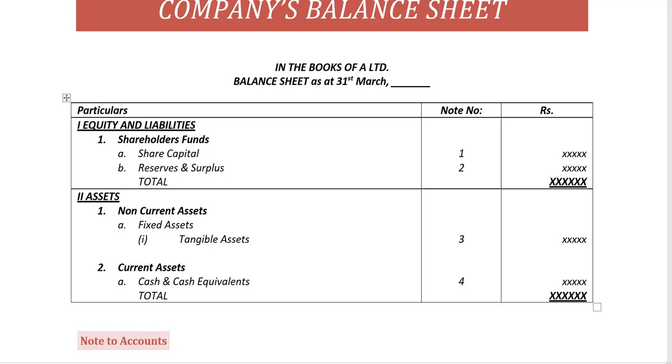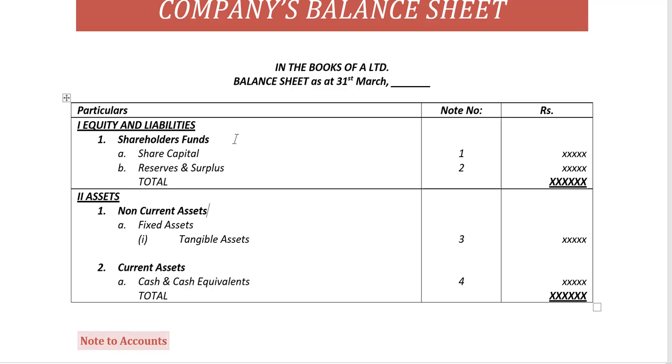Now, if we see here, this is an extract of the balance sheet of A Limited. You need to write on top, balance sheet as at 31st March, whichever year it is. It's divided into two parts vertically. The first part is referred to as the equity and liabilities, and the second part is assets.